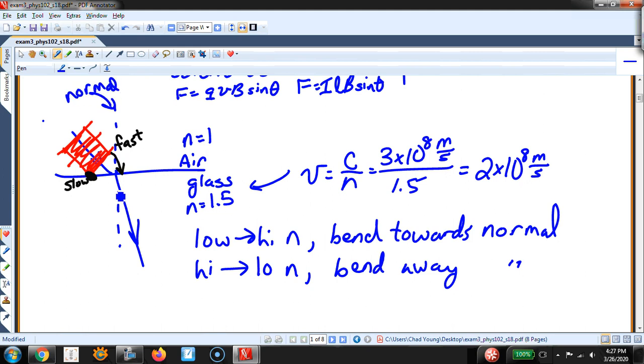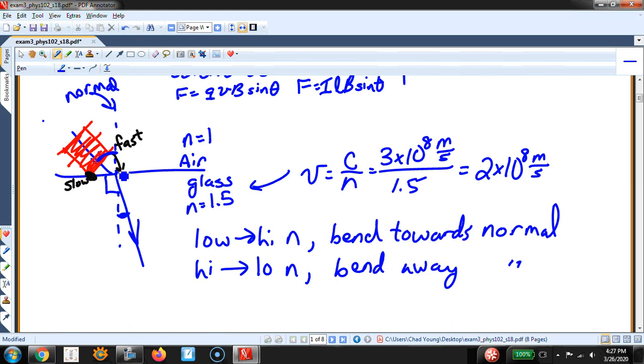It is a line that is perpendicular to the surface of the material, and the angle that I measure is always the angle from the normal. I rarely measure this angle. In optics, I almost always measure from the perpendicular line.